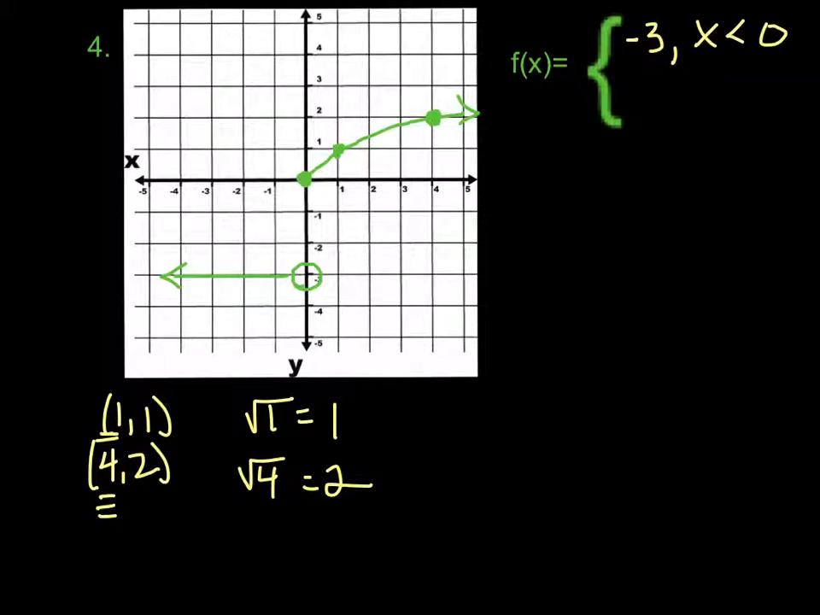Let's think about that. Okay, so the next point then would be 9, 3, because we would take the square root of 9 and we would get 3. So the equation of that graph is radical x. But notice we are including 0, so we will say x is greater than or equal to 0.